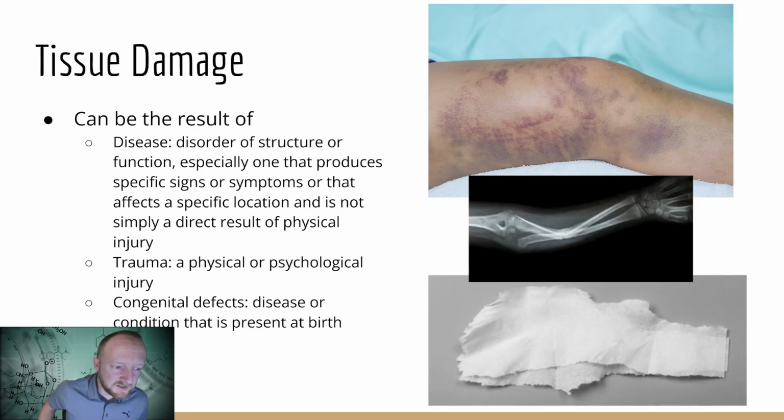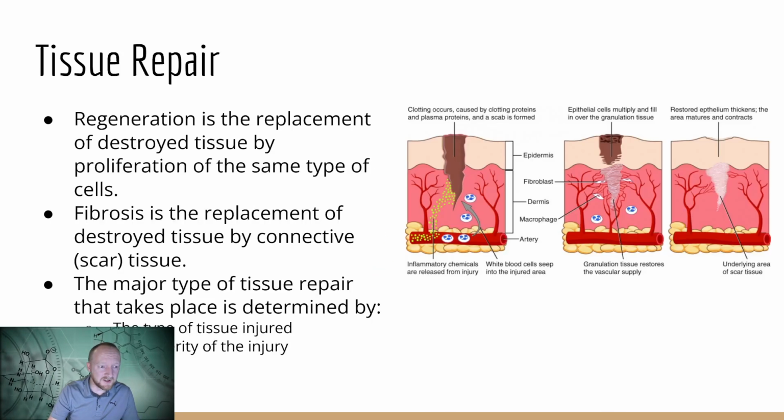When we have tissue damage, it can be the result of disorder of structure or function, from disease. It can be from trauma, so physical or psychological injury, or congenital defects, so something that was present at birth. I made this slide a few days ago and I forgot I put the tissue damage in there. So yeah, it can have those three causes.